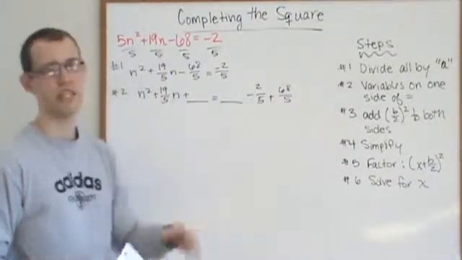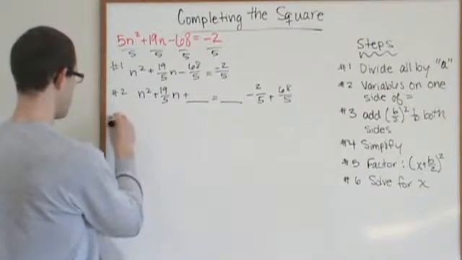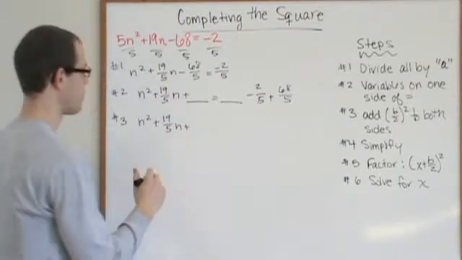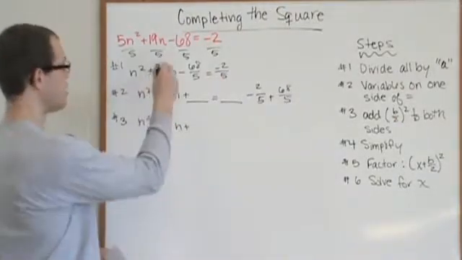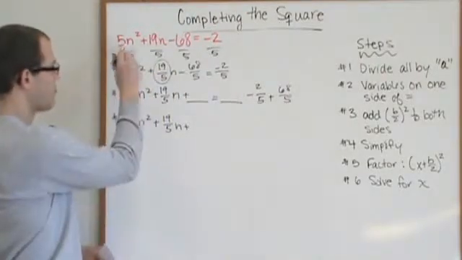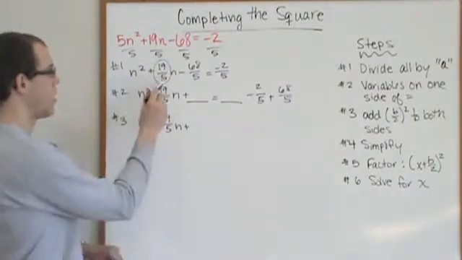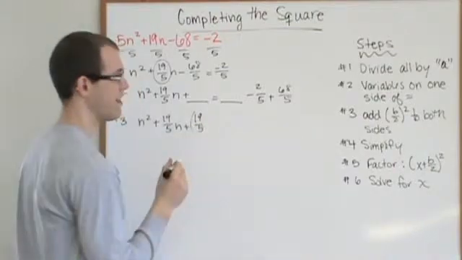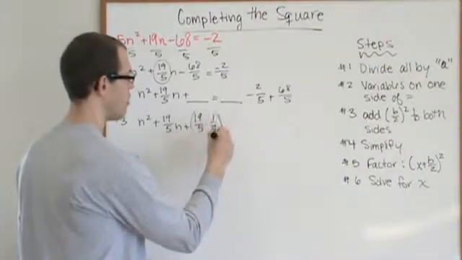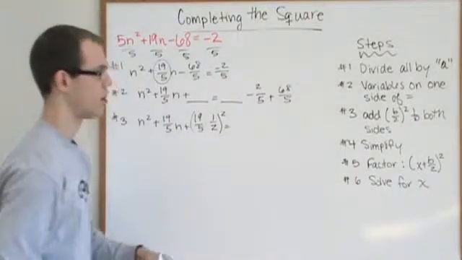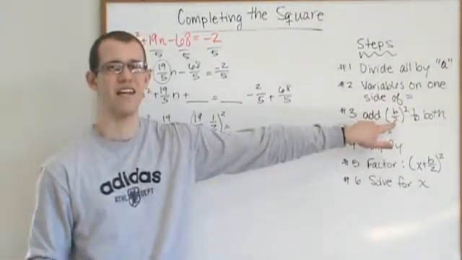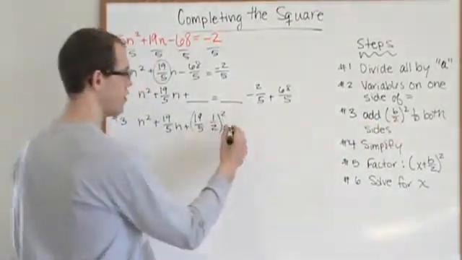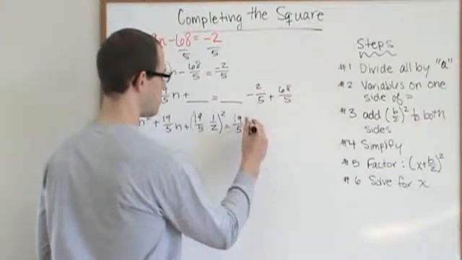Step number 3, add b divided by 2 squared to both sides. So number 3, n squared plus 19 over 5n plus, what's our b value? Okay, after we took out that 5, our b value is right there. So b is 19 over 5. We divide that by 2, which is the same as timesing by 1/2 and squaring it. So instead of dividing by 2, I times by 1/2. That's the difference. I still have my squared. Do the same thing on the other side.